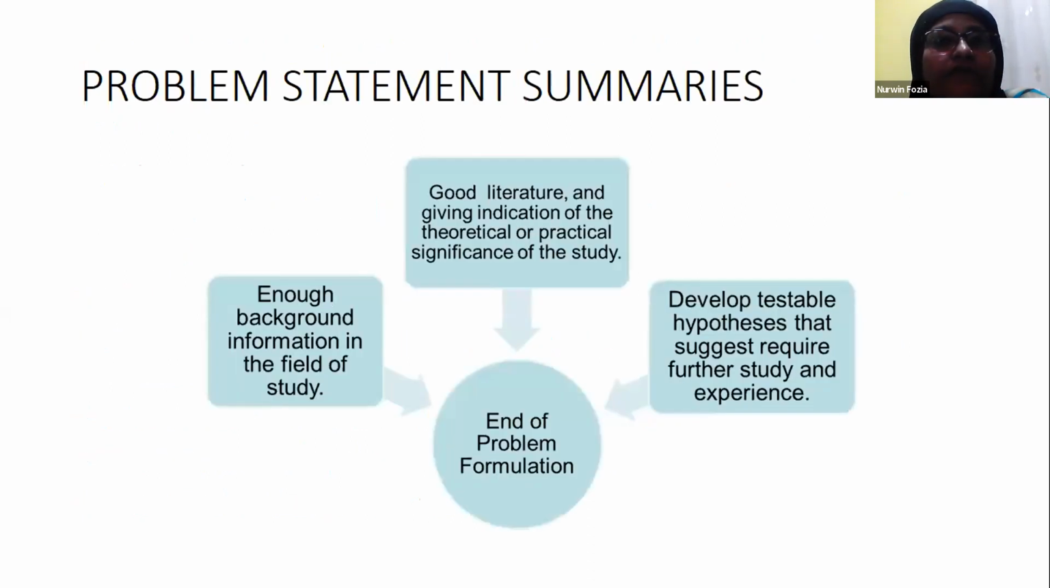Enough background information in the field of study. You need to have good literature and give indication of theoretical and practical guidance, and then develop testable hypotheses that will suggest or request further study or experience. And that is where your research gaps will come in at the end of your research problem.